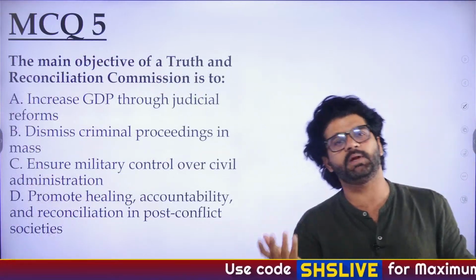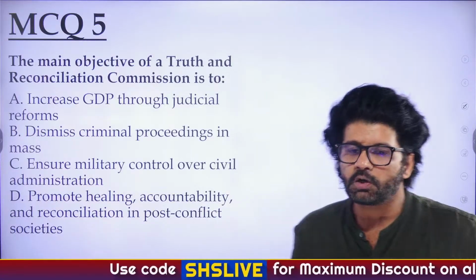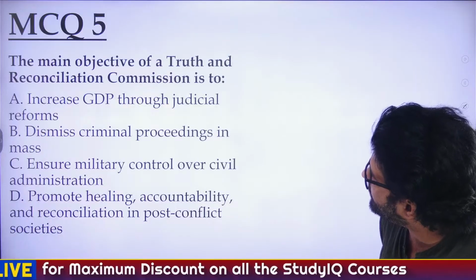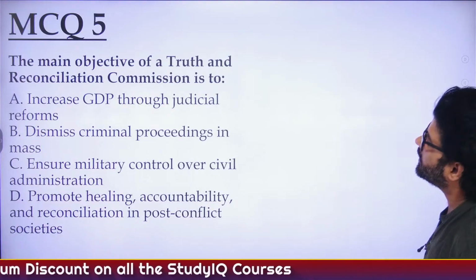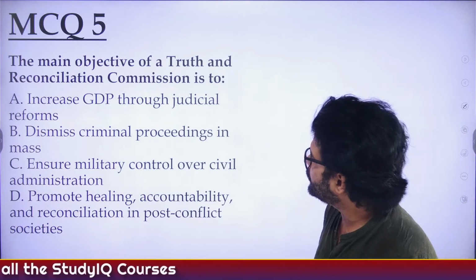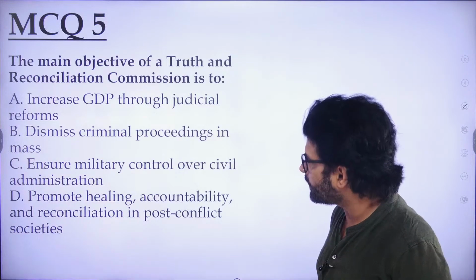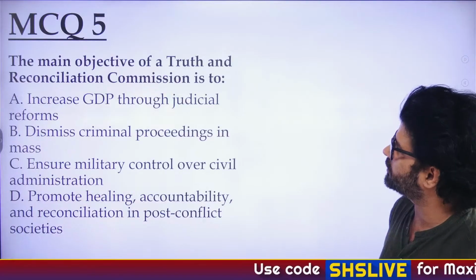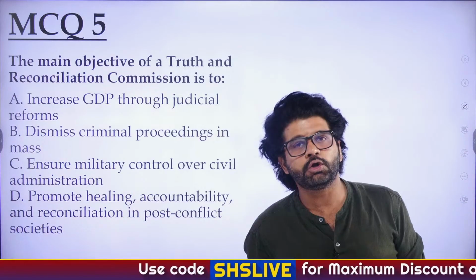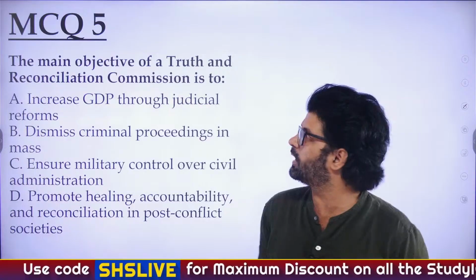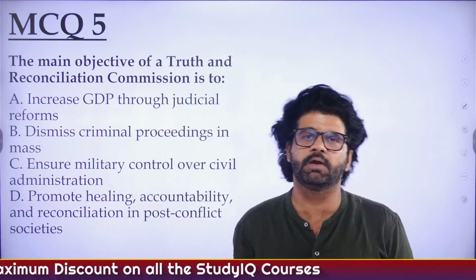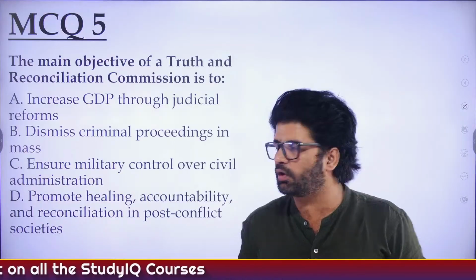We are saying that they may make these excuses. So the main objective of a Truth and Reconciliation Commission is to promote healing, accountability and reconciliation in a post-conflict society. That is the basic aim of the Truth and Reconciliation Commission. Remember these words: PAT, CCTS. What is the basic aim? Energy saving, carbon emission saving or carbon reduction.